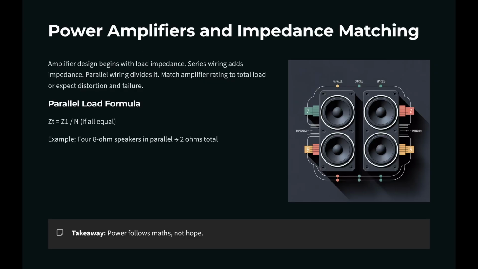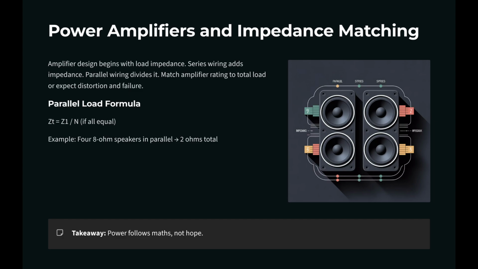So how do you spec an amplification system? Amplifier design begins with load impedance. Series wiring adds impedance, parallel wiring divides it. Match amplifier rating to total load or expect distortion and failure. You will be surprised to see this a lot in the field. The formula for parallel loads is the total impedance equals the impedance of one speaker over the number of speakers. For example, 4 8-ohm speakers in parallel equals 2 ohms in total.